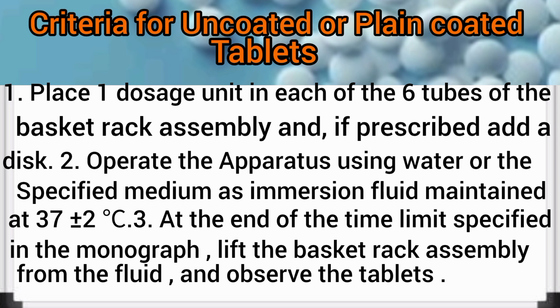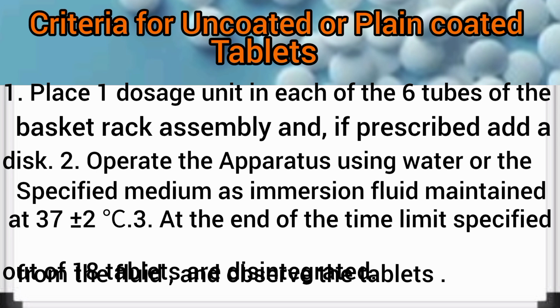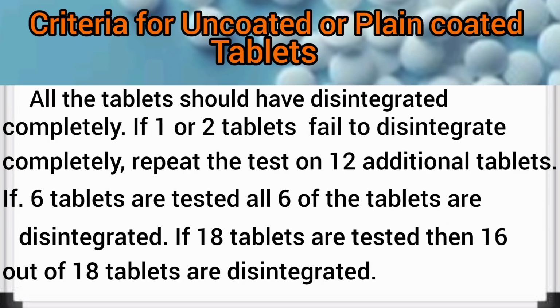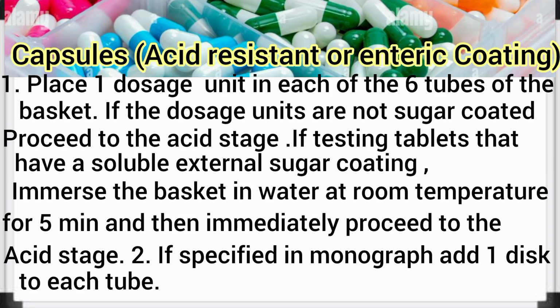At the end of the time limit specified in the monograph, lift the basket rack assembly from the fluid and observe the tablets. All the tablets should have disintegrated completely. If 1 or 2 tablets fail to disintegrate completely, repeat the test on 12 additional tablets. If 6 tablets are tested, all 6 of the tablets must disintegrate. If 18 tablets are tested, then 16 out of 18 tablets must disintegrate.